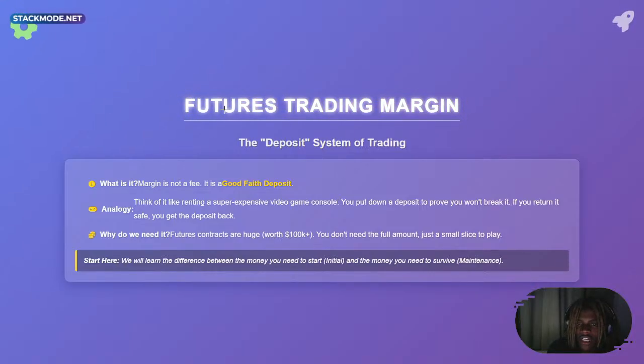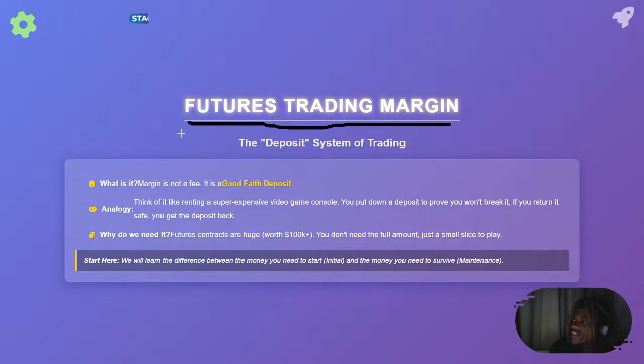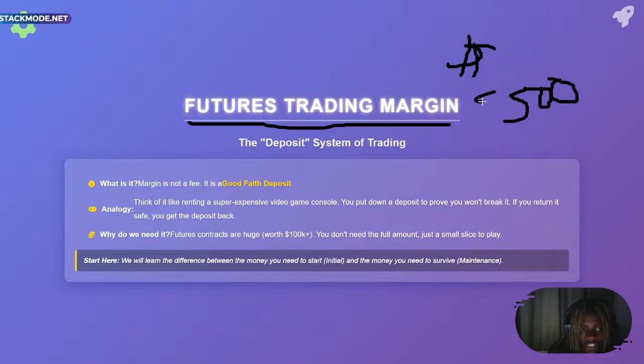All right, let's talk about futures trading margin, the deposit system of trading. So, what is margin? Margin is not a fee, it's pretty much a good faith deposit. Say for instance, when you're signing up for a credit card, sometimes the credit card company might ask for an initial deposit of like $100, but then the credit card would give you $500 worth of credit to spend. Futures works very similarly.